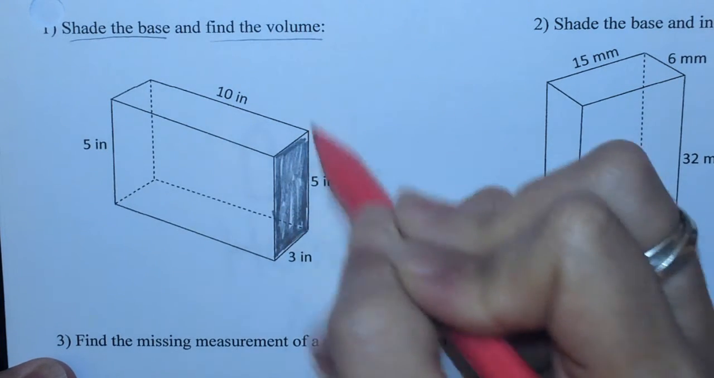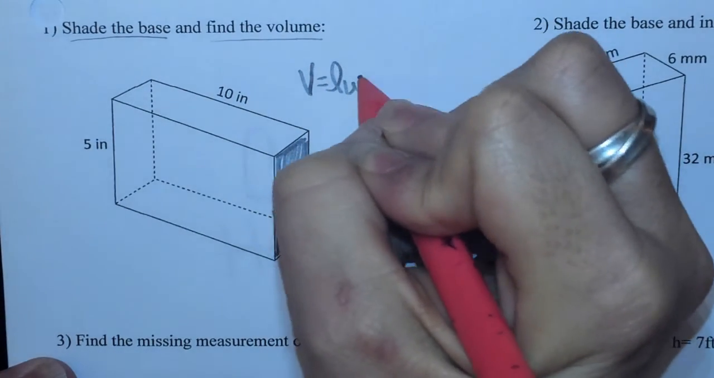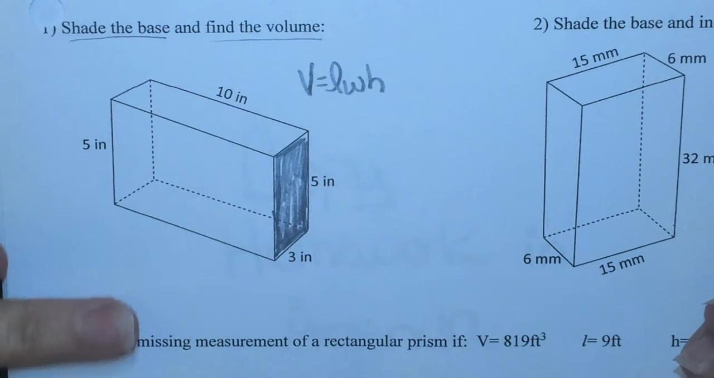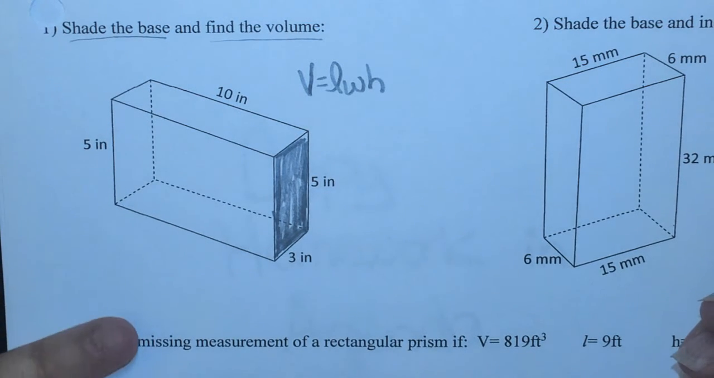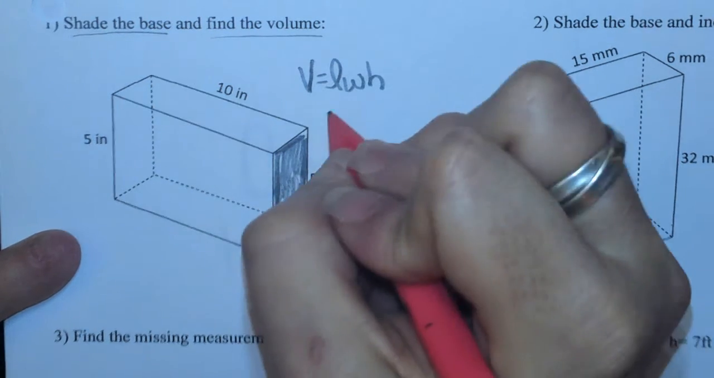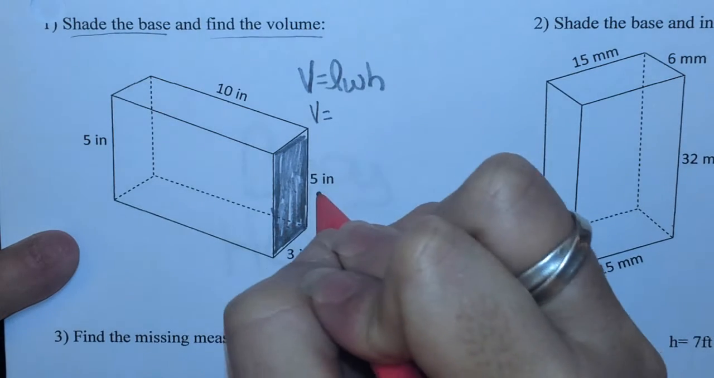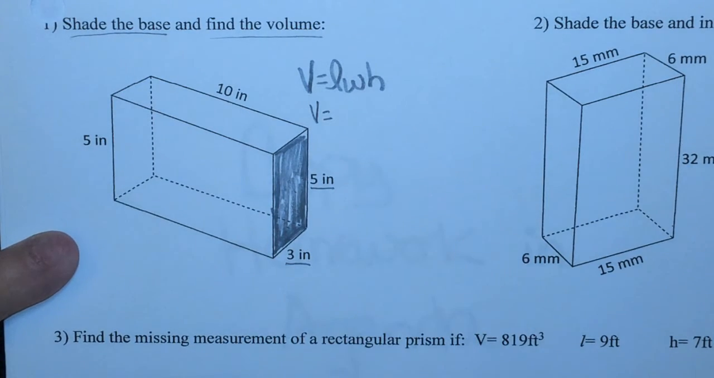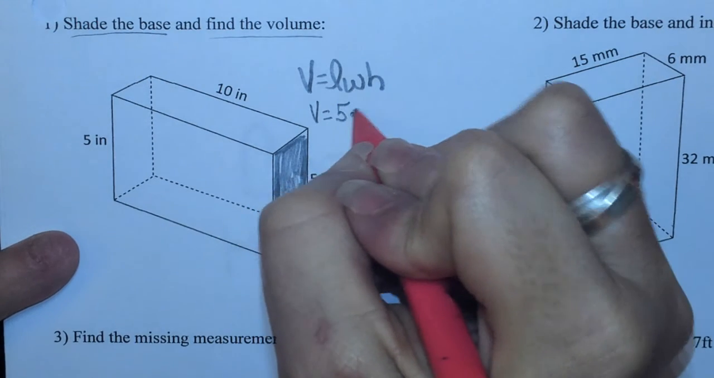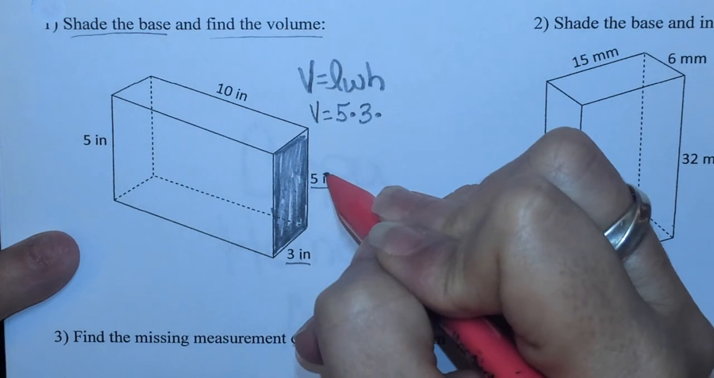Now, I see that it's got 3 or more numbers. So I need this formula. Volume equals length times width times height. And the L needs to be a little cursive L. We also learned that whatever you shade needs to be the first 2 numbers. It doesn't matter if I do 5 times 3 or 3 times 5, but they need to be my first 2 numbers.